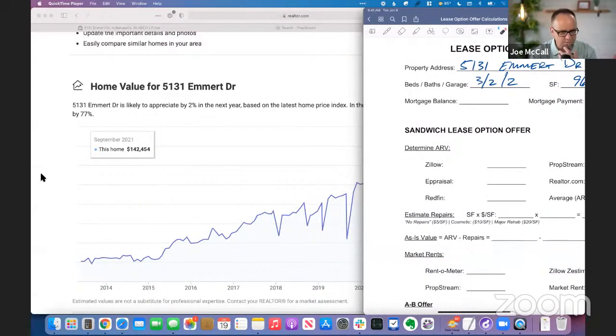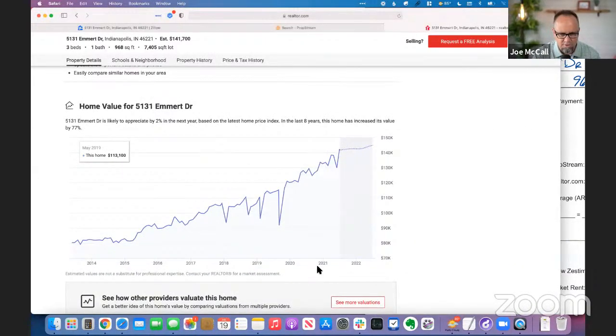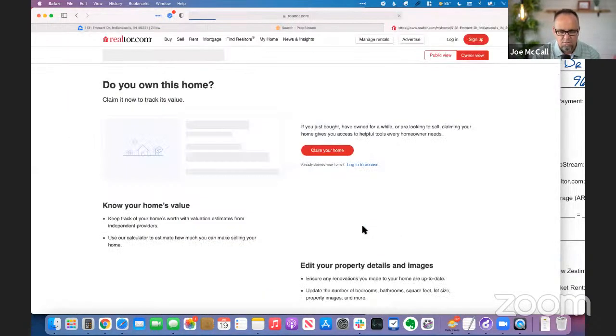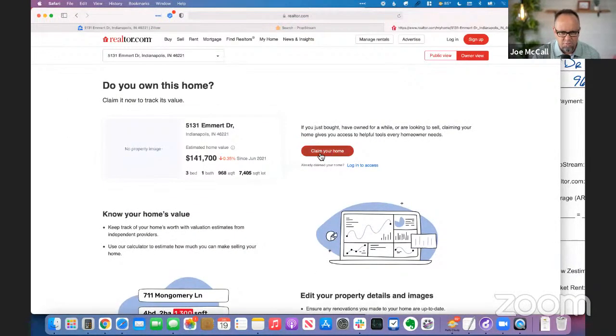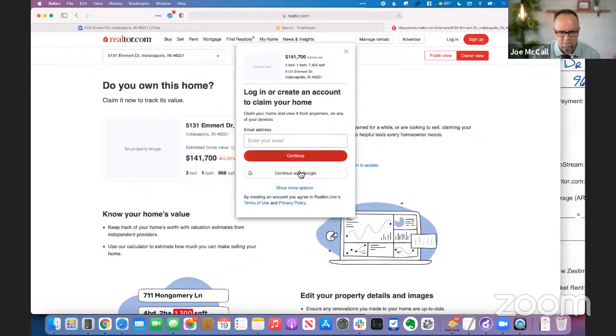Okay. Now, the other cool thing about realtor.com is you can go here and see more valuations. And you have to claim the home like it's your own home. And I don't know. You have to log in.